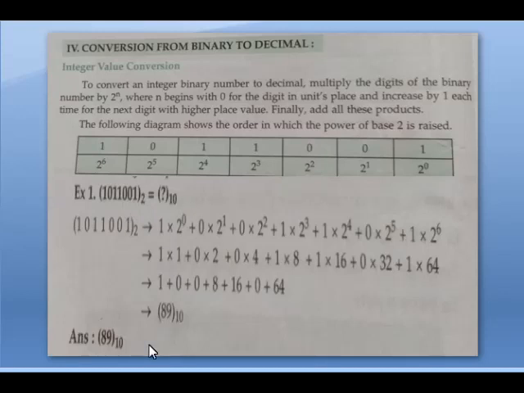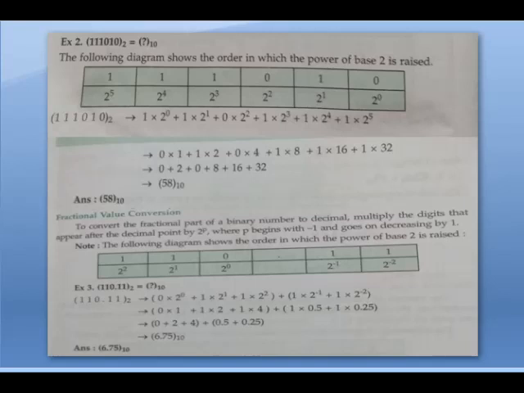Okay students, now we will see one more example, that is 111010 to the base 2. We are going to convert this binary value into a decimal value. From right to left we have to write the digits 0 1 0 1 1 1. Now from right to left we increase the power by 1: 2 power 0, 2 power 1, 2 power 2, 2 power 3, 2 power 4 and 2 power 5.